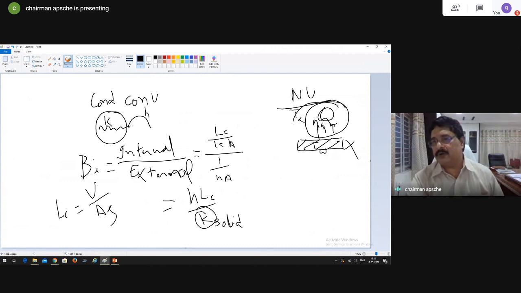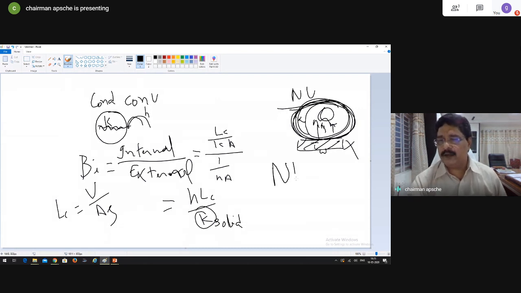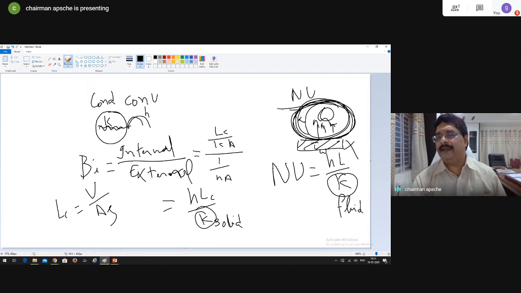That's why you just look at this domain I am drawing here. Within the fluid, how much conduction resistance, how much convection resistance. Whereas here, one resistance is within the solid, one resistance is outside the solid. So when we are writing an expression for Nusselt's number, it is also hL by k, where k is that of the fluid. I don't need to give you any more explanation. Thermal conductivity is that of the fluid in case of Nusselt's number. Thermal conductivity is that of the solid in case of Biot number.